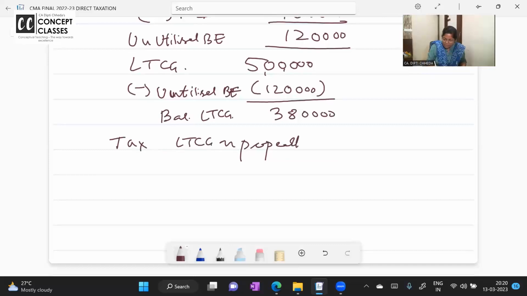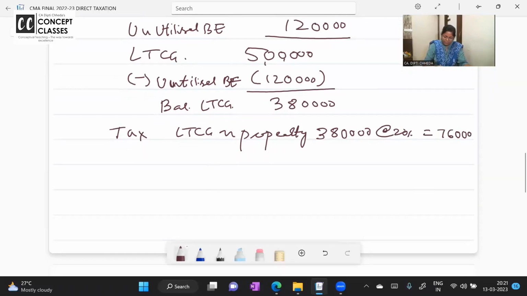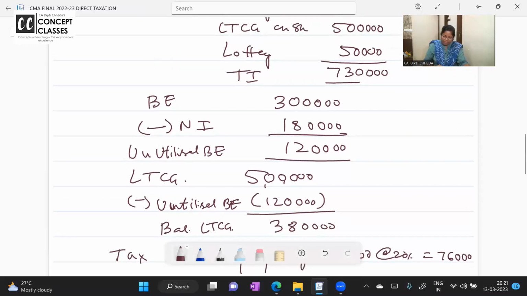This was, dear students, and on shares the tax is 10%, that too on the amount above an additional 1 lakh. On property, the tax is 20%. When you do unutilized and marginal relief, these concepts, you should know the tax and surcharge, if not have the table in front of you. On 380 long-term capital gain, 20% is 76,000. And then we also have lottery income.